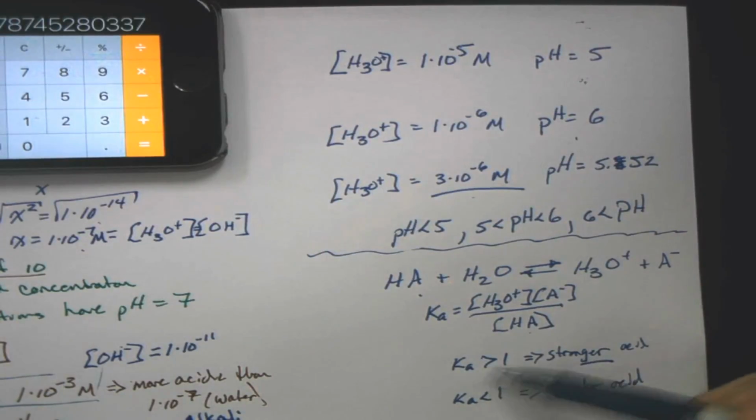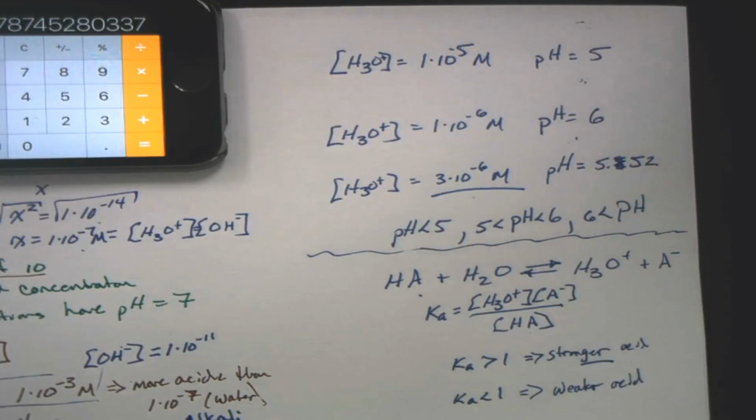You may have to compare Kas and tell me which one is the stronger acid. That's all. Here are these different acids with their Kas. Which one is the stronger acid? Whichever one has the greater Ka is the stronger acid, because it will dissociate more. I believe that is it for today. So there you go.